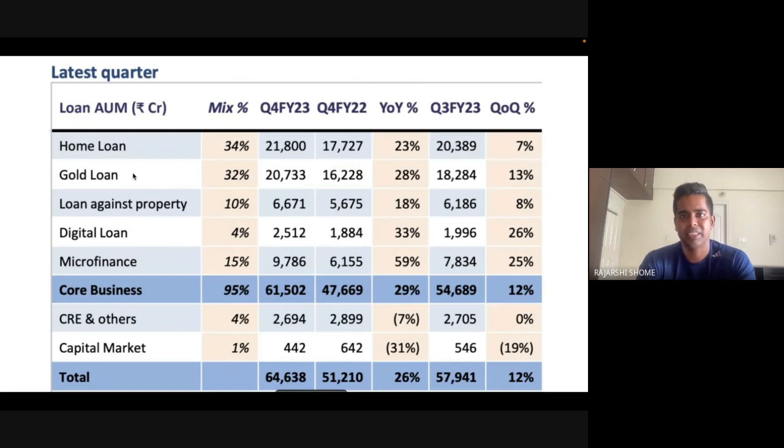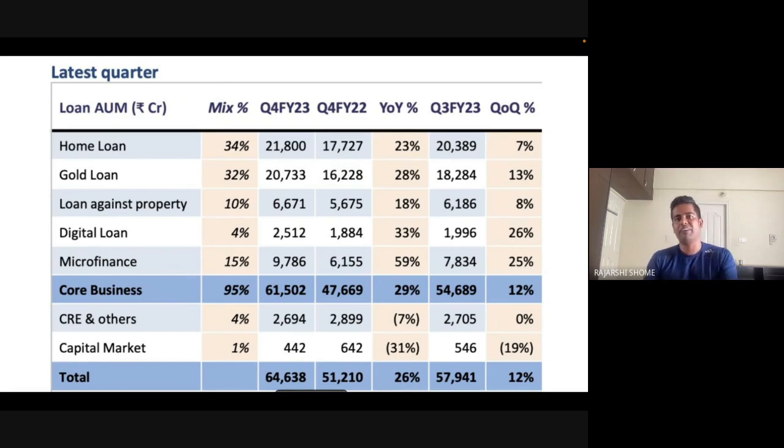So again, first thing, where does IIFL Finance give out its loans? If you see, the total loan book of IIFL Finance is 65,000 crore. Out of which you see home loan and gold loan are the two biggest divisions where they give out loans. And you can clearly see the mix also, right? Almost 70% of their loan book is in home and gold loans. Then loan against property, LAP, is 10%, digital gold loan is 4%, and microfinance is 15%. I've been tracking this company for the last 3 years, and the microfinance division was less than 10%, I think, before 2020, when the division was not doing well.